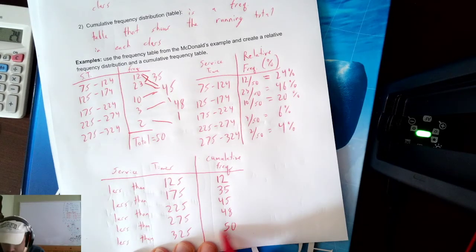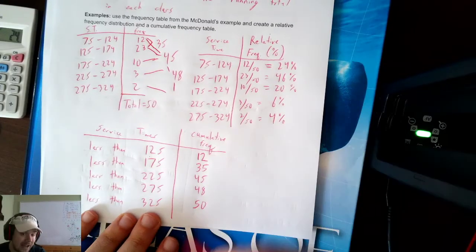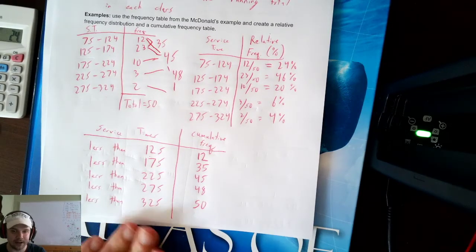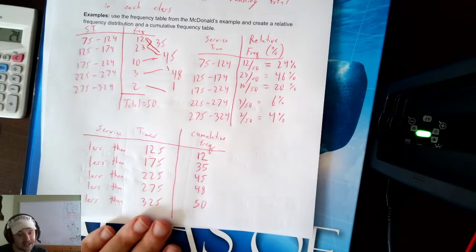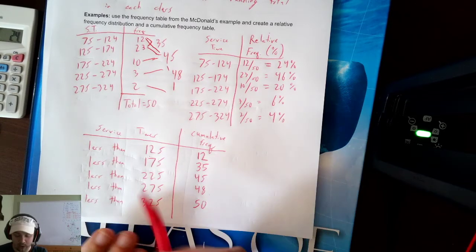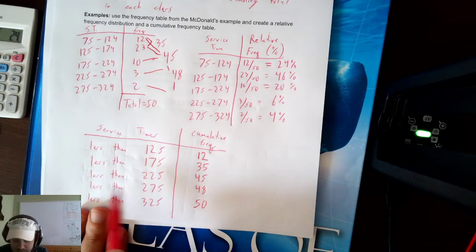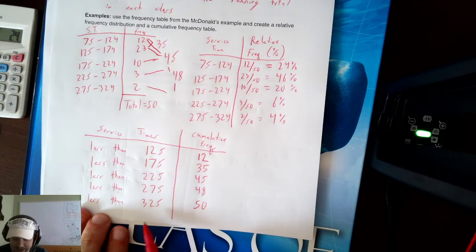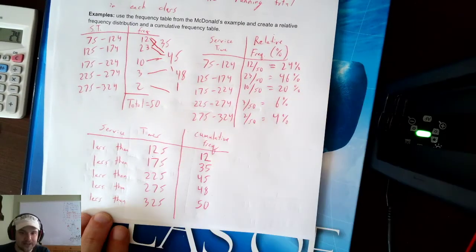The last number will always be your total in a cumulative frequency table. You're keeping a running total. You better get to the overall total by the end, right? Notice it kept increasing, right? It's a running total. It should always increase because you're adding new data points in each category. Less than 125, less than 175, less than 225, less than 275, and less than 325. They have new descriptors, right?